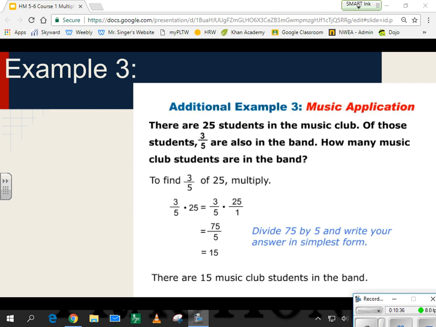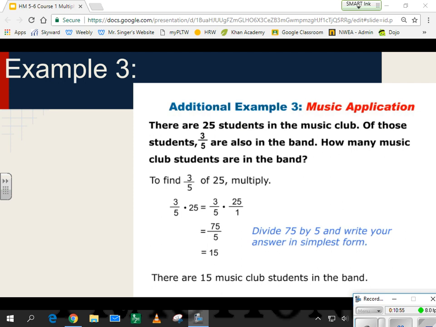And it wouldn't be fun if I didn't throw some word problems in for this example. So again, word problems can be answered the same way. You can just look at the problem. So here it says there are 25 students in the music club. Of those students, 3/5 are also in the band. So how many music club students are in the band?